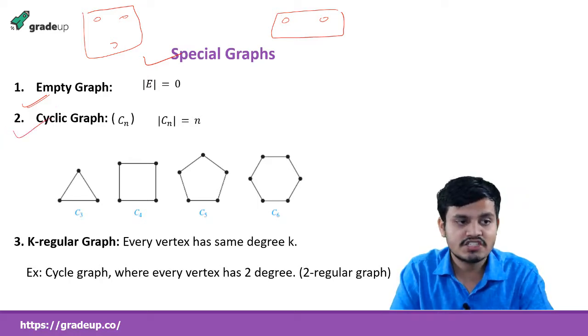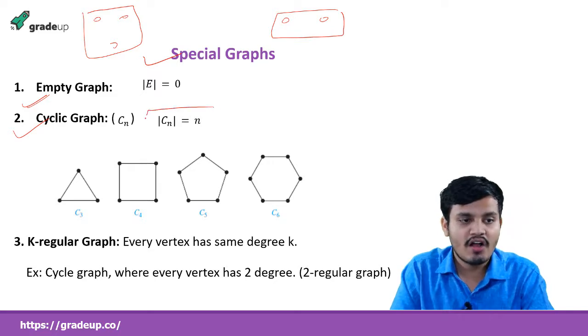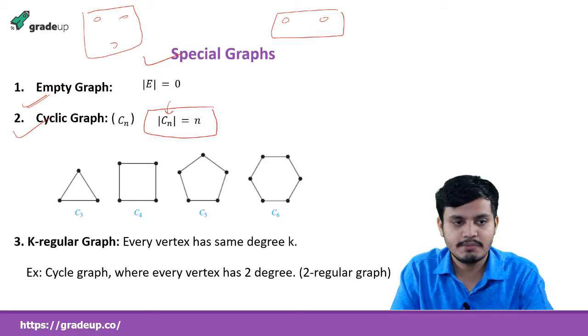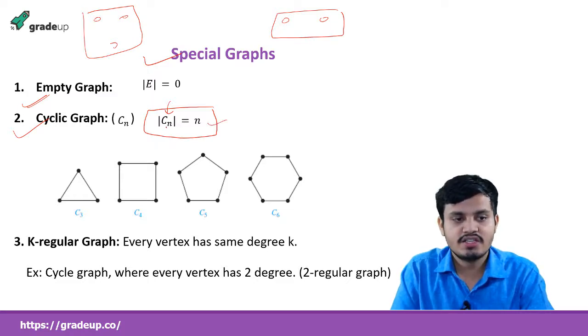Now we will be seeing the cyclic graph. In a cyclic graph, there is some kind of cycle. It is represented as Cn, where n is the cardinality of edges. So in a cyclic graph, how many edges will we have? n edges if it is Cn.